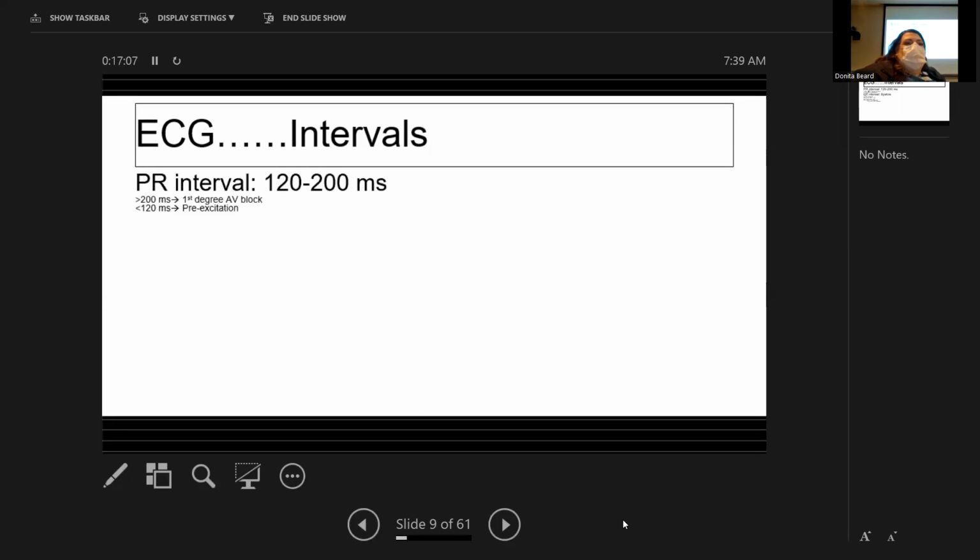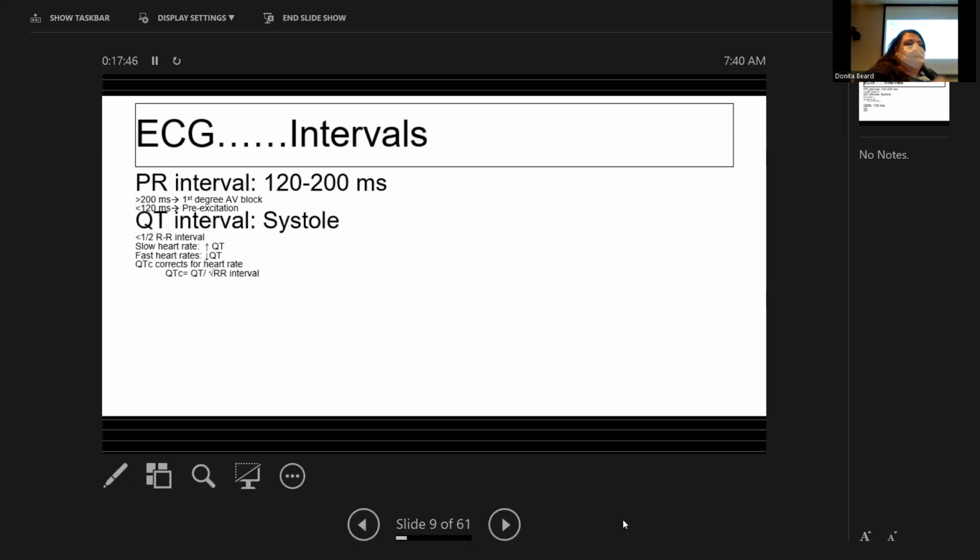So then when you look at the intervals on EKG, the PR interval is basically from when the atria starts contracting until the ventricular starts. So normal is 3 small boxes to 1 big box, so 120 to 200 milliseconds. If you have greater than 200 and it's consistent, that's a 1st degree AV block. Less than 120 is called pre-excitation, or it can even be indicative of a junctional rhythm. If you have a P wave that's right on top of the QRS complex, sometimes that can be junctional.